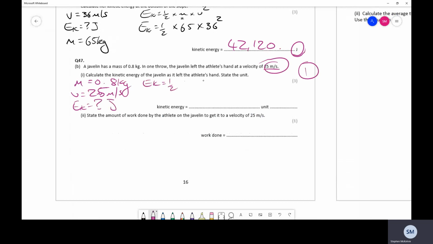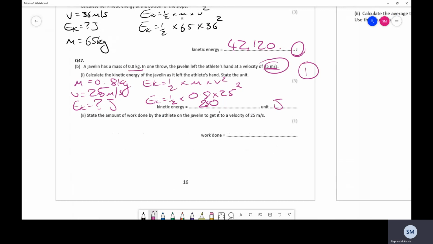EK is equal to 1/2 times mass times velocity squared. Put in my numbers. Times 0.8 times 25 squared. Pop that into my calculator. 0.8 times 0.5 times 25 squared. Give me a round answer of 250 joules. Mistake number 2, joules. Nothing weird. I don't have kilometers. It's kilograms, so my base units are right, so I can carry on.